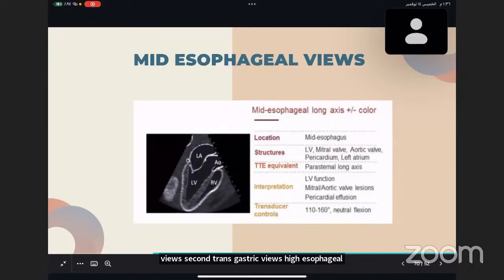Okay, here we can see the mid-esophageal view, the location where the transesophageal probe sits. In the mid-esophageal location, we can see the structure of the left ventricle, right ventricle, and aortic valve. We can assess the pericardium, left atrium, and left ventricular function. We can see mitral or aortic lesions and pericardial effusion.